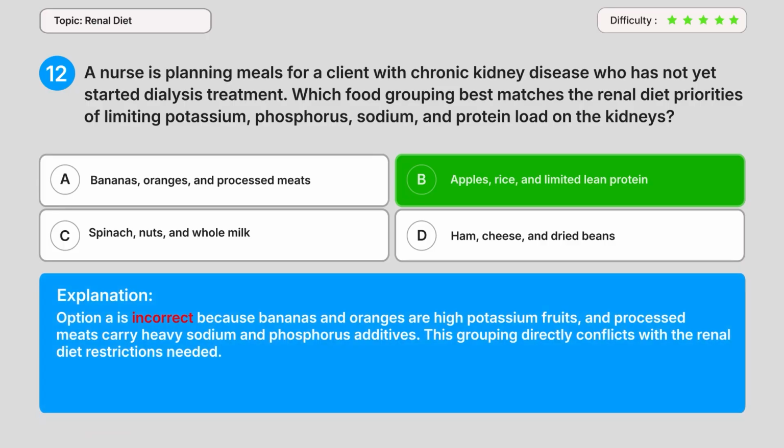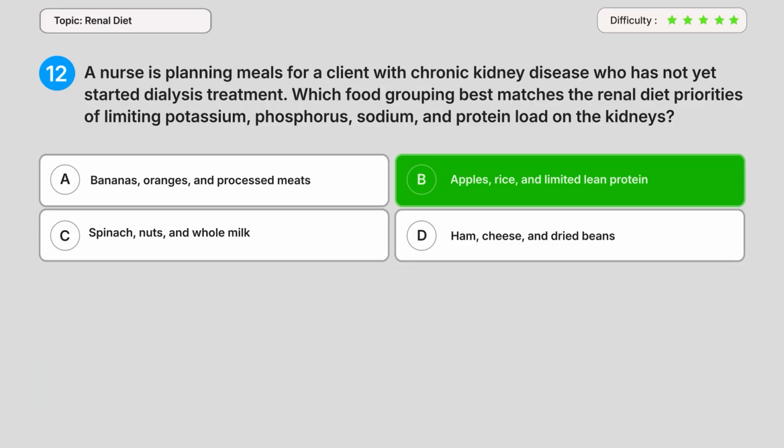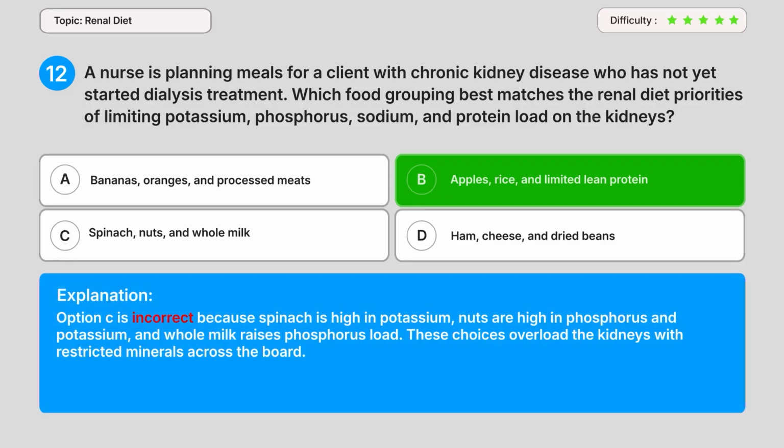Option A is incorrect because bananas and oranges are high potassium fruits, and processed meats carry heavy sodium and phosphorus additives. This grouping directly conflicts with the renal diet restrictions needed. Option C is incorrect because spinach is high in potassium. Nuts are high in phosphorus and potassium, and whole milk raises phosphorus load. These choices overload the kidneys with restricted minerals across the board.